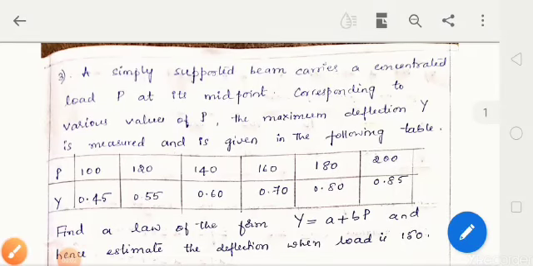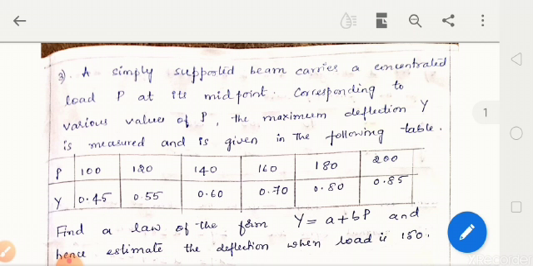Students, we will continue with problems on fitting of a straight line. The next problem is, a simply supported beam carries a concentrated load P at its midpoint. Corresponding to various values of P, the maximum deflection Y is measured and is given in the following table.